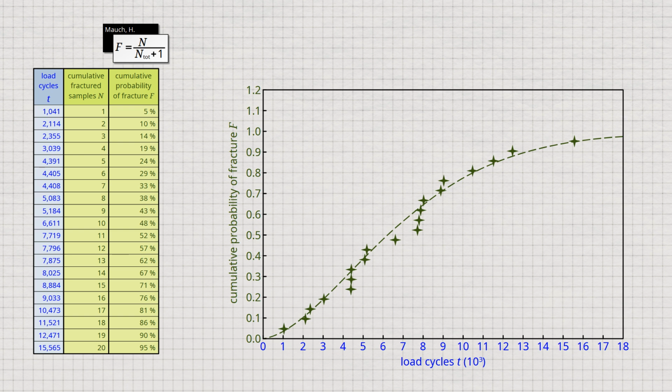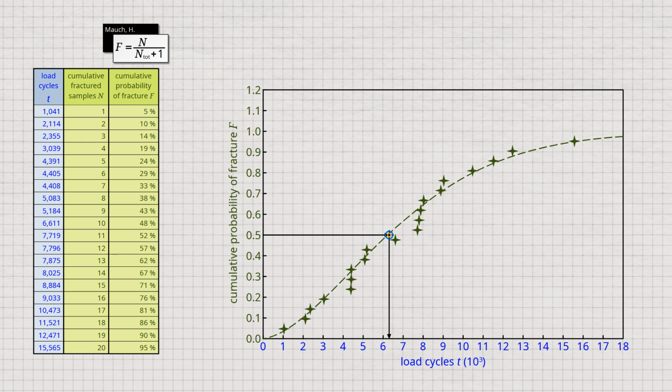Let us take a closer look at the cumulative failure probability. The graph shows the probability that a specimen will fail within a given number of load cycles. For example, we can see that the probability of a specimen breaking within the first 3,000 cycles is approximately 20%. If the probability of failure is 50%, half of the specimens will have failed after approximately 6,200 cycles.